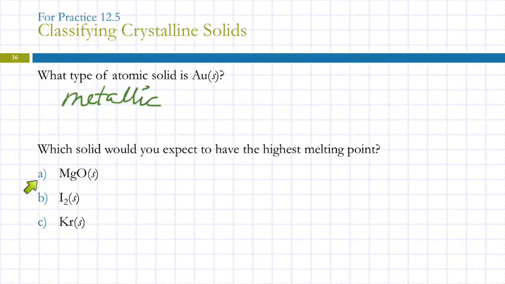Here's iodine and magnesium oxide. Magnesium oxide is an ionic compound, and iodine is a molecule. Molecules are held together by intermolecular forces. Ionic compounds are held together by ionic bonds. What's stronger, an ionic bond or an intermolecular force? Ionic bond. So magnesium oxide should have the highest melting point because it has the strongest forces holding it together.